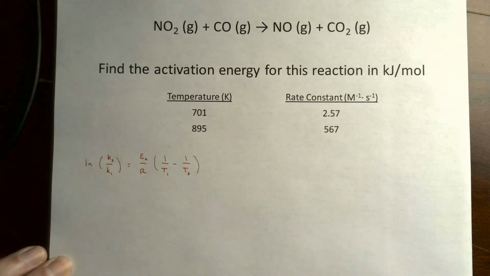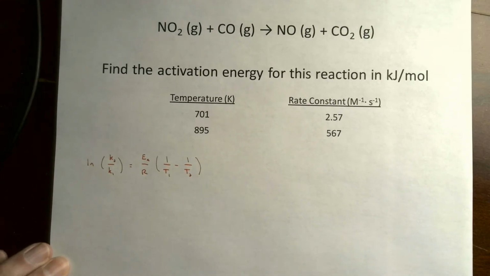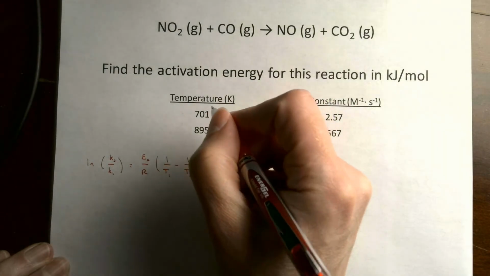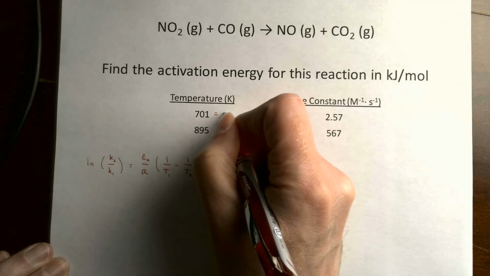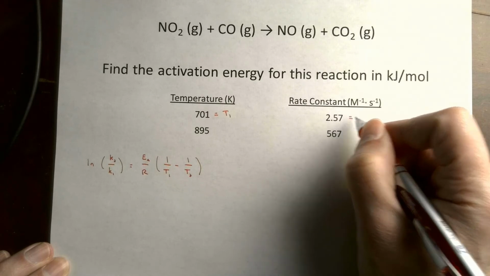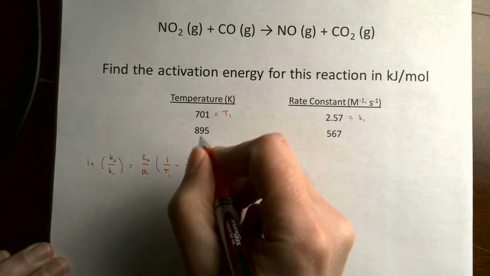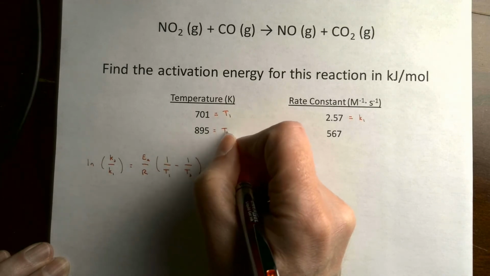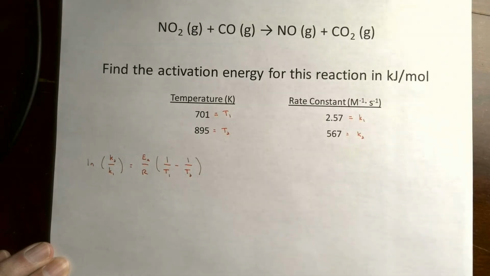So, there have been other times where we have done calculations where we've had to say, okay, which temperature is which. For this one, I would say probably the easiest way to set this would be the lowest temperature is going to be T1, and that would make the rate constant that goes along with it small k1, and then the larger temperature would be T2, and the larger rate constant would be k2.